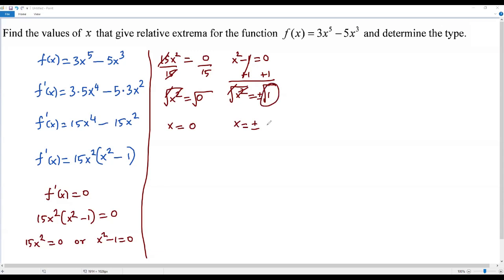So square root of 1 is just 1. So I am getting 3 values for x. X equals negative 1, 0 and positive 1. Okay, can I consider all these 3 values as critical numbers?